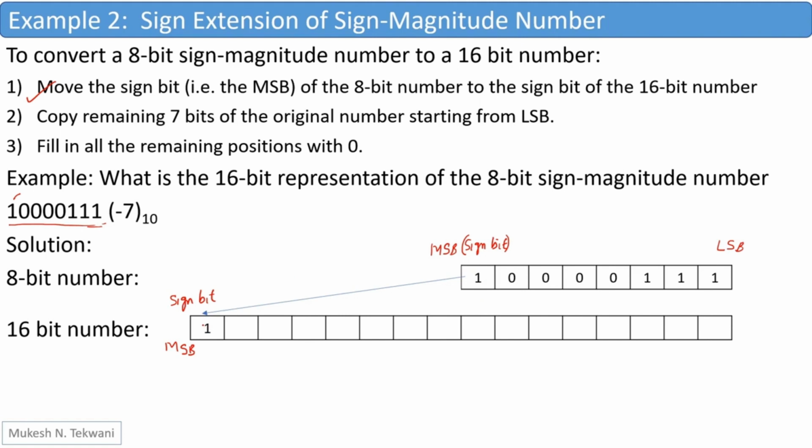Thereafter, we will copy the remaining 7 bits of the original number starting from the LSB. So we copy the remaining 7 bits, and the last bit 1 has already been copied into the most significant bit of the 16-bit number. So we do not copy this bit into our new number, rather we put a 0 in the new number, and all the remaining bit positions will now be marked with a 0. So that becomes the sign magnitude representation of 16 bits.